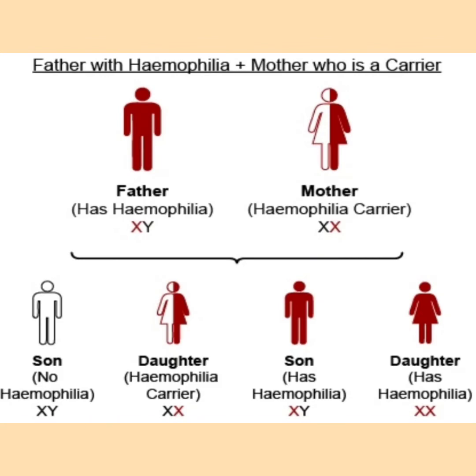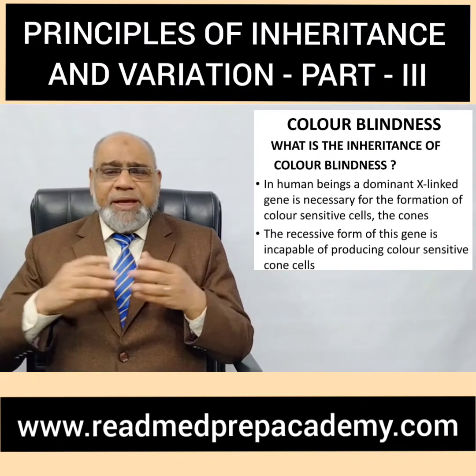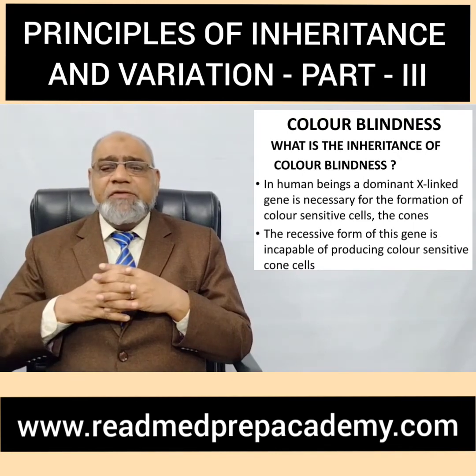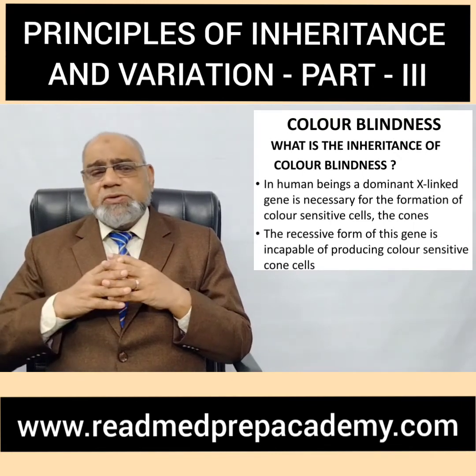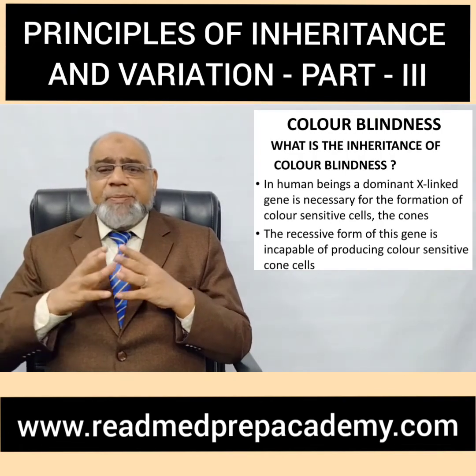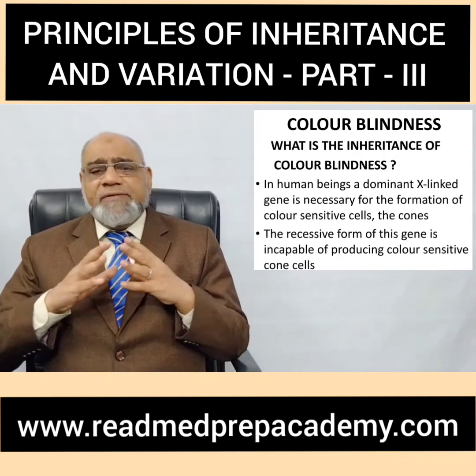Now going to color blindness. What is the inheritance of color blindness? In human beings, a dominant X-linked gene is necessary for the formation of color-sensitive cells, the cones. The recessive form of this gene is incapable of producing color-sensitive cone cells. So, who will have color blindness?